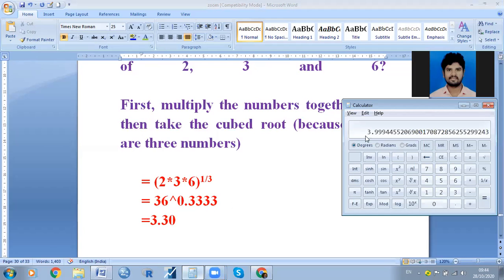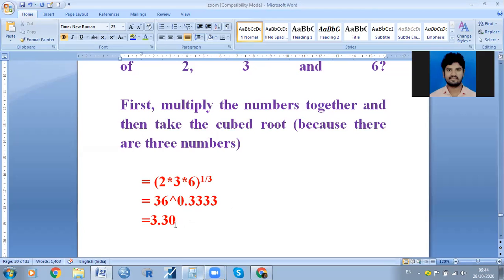I will show you on the calculator also. 36 power of 0.333, you will get 3.30. So the answer is 3.30. The geometric mean of 2, 3, 6 is 3.30. Is it clear now? Hello? Yes, sir.